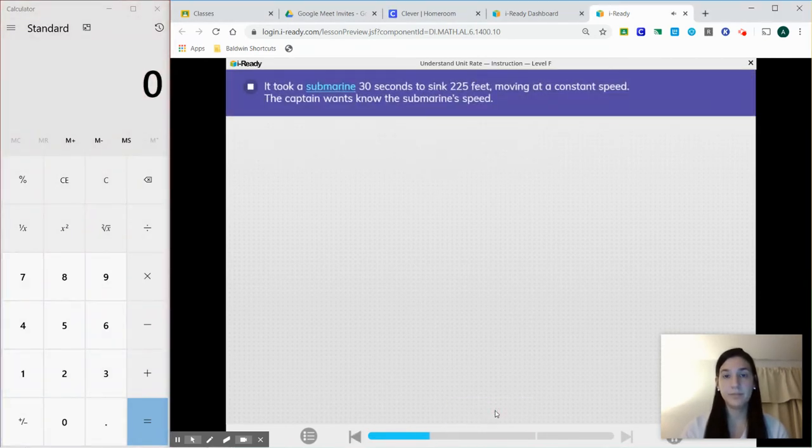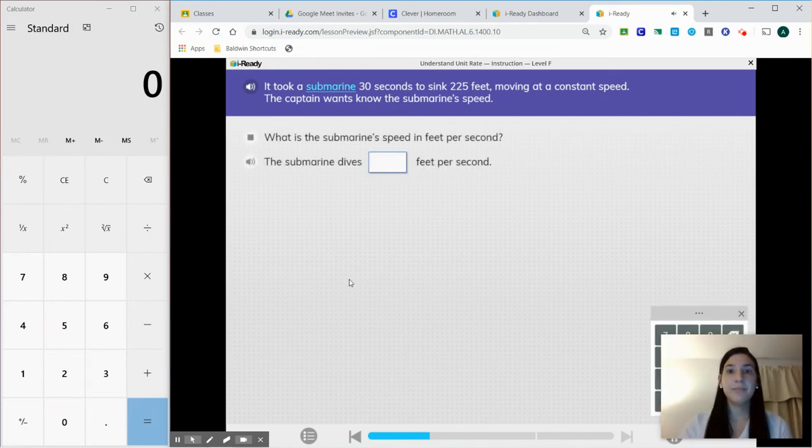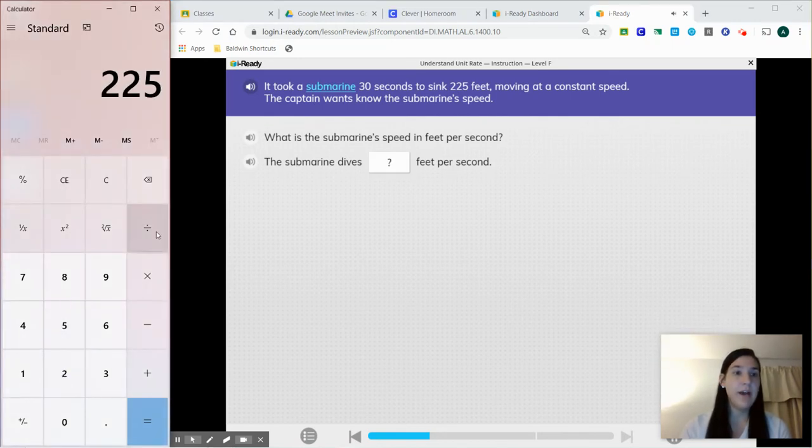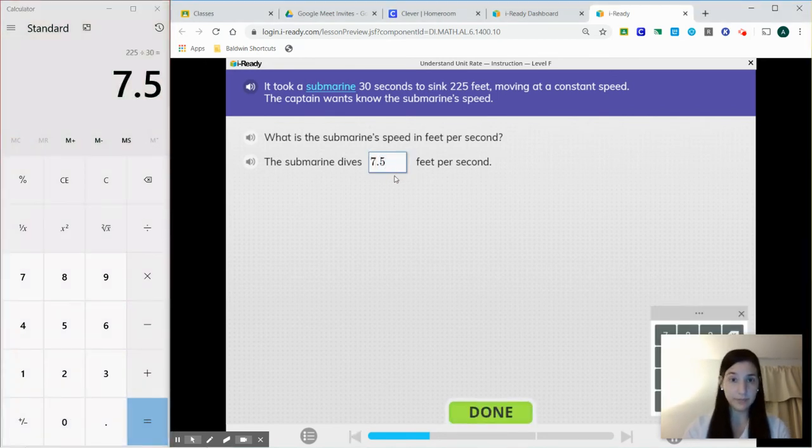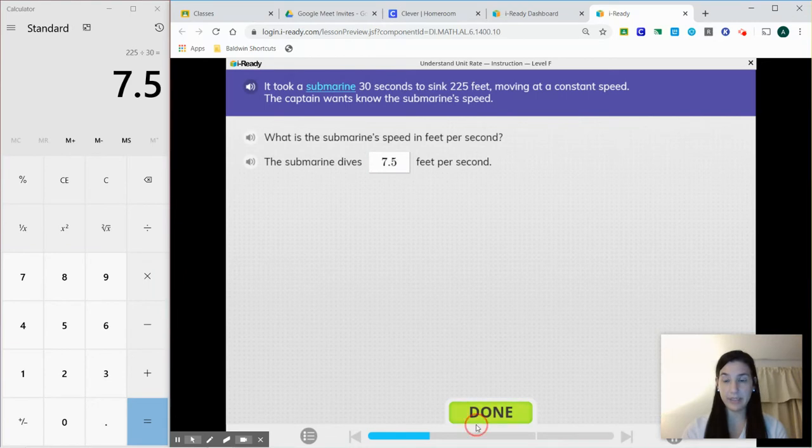It took a submarine 30 seconds to sink 225 feet, moving at a constant speed. The captain wants to know the submarine's speed. What is the submarine's speed in feet per second? So we're going to do 225 divided by 30, and it should give us 7.5. So we're going to type in our decimal and click done. Great work.